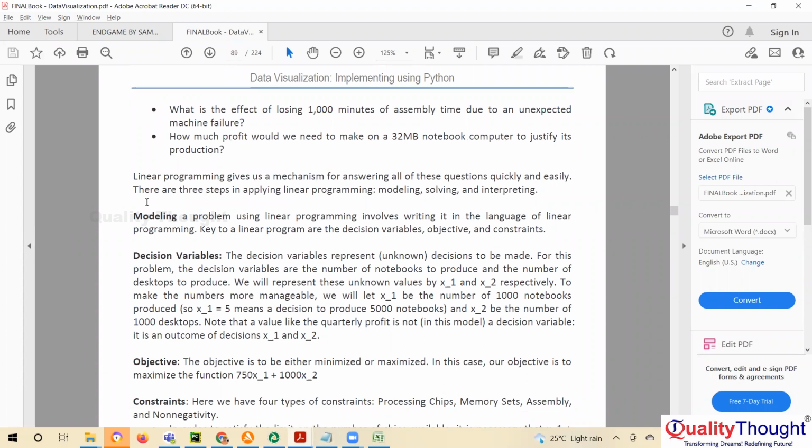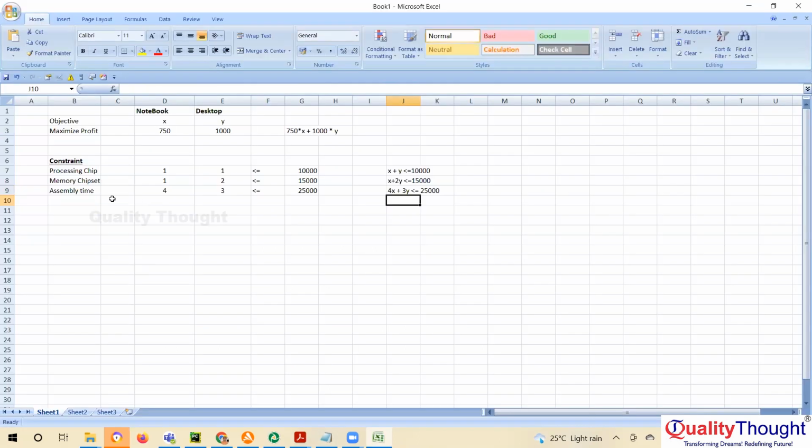So what we'll do is, let's assume, this is an assumption, that the total notebooks you make is 1 and desktops you make is 1. Let's say we make only 1 desktop and 1 notebook. So how much processing chip are you using? 1 each. So we'll put it here, and profit we'll put it here.